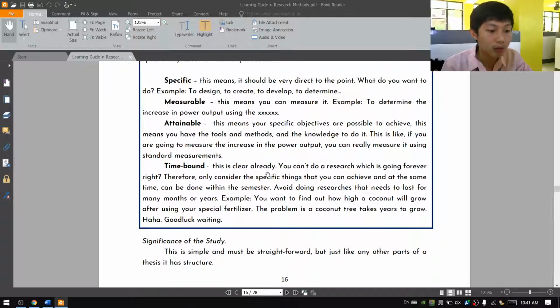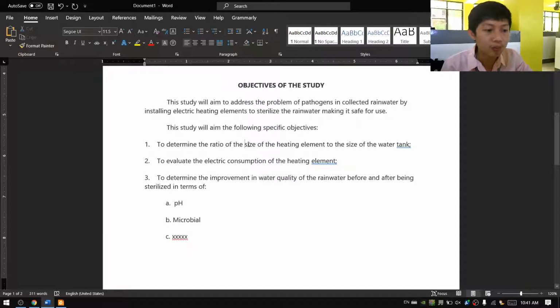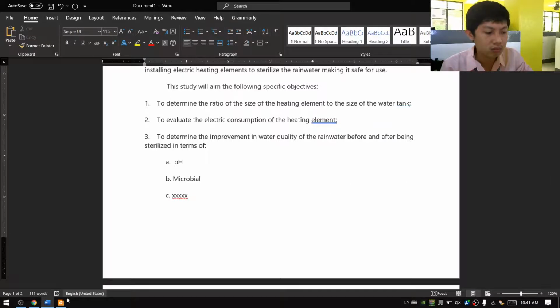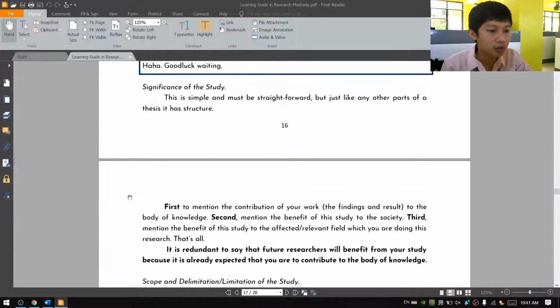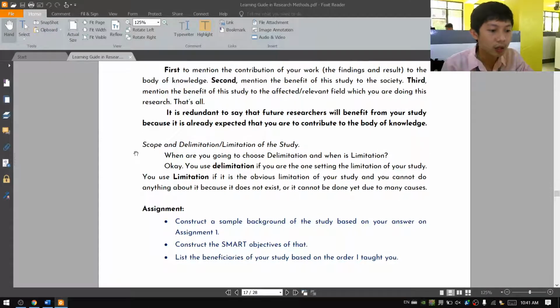Time bound. Okay, not really included here. When we say time bound, you can do it immediately. So you can do the measurement immediately. You can measure the electric consumption immediately. You can determine the water quality immediately. Okay, that's time bound. So that's it. So significance, straightforward. It's already here.